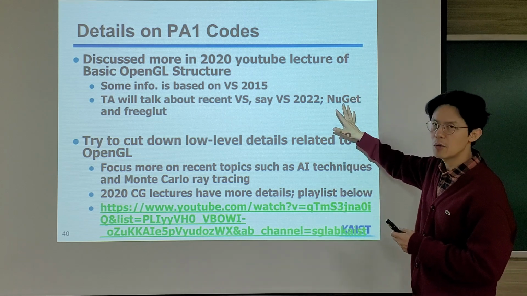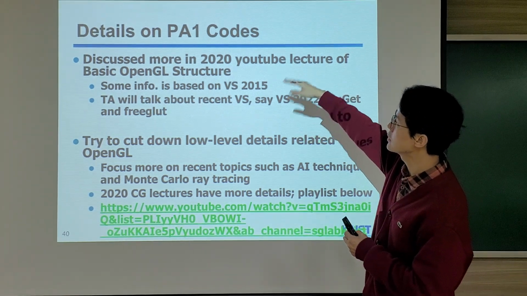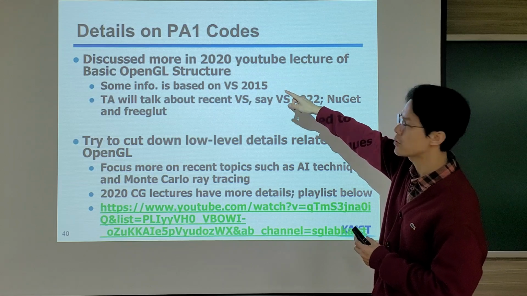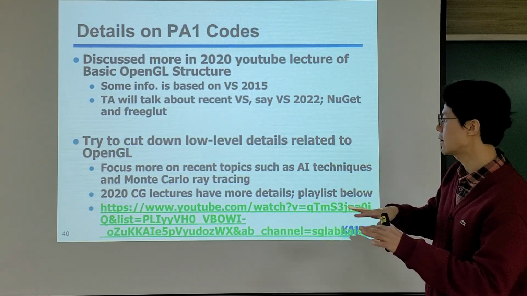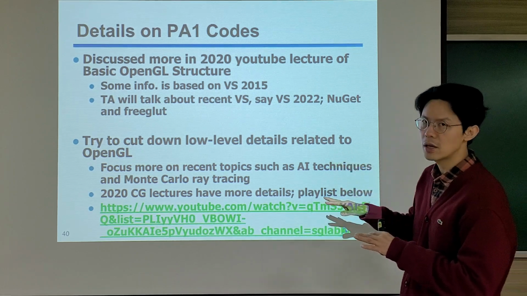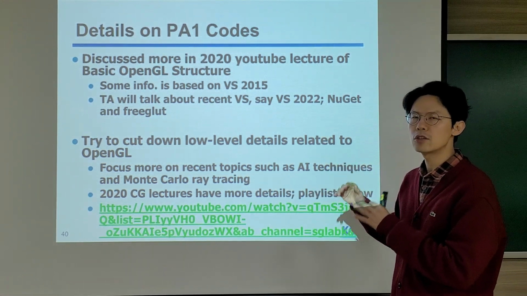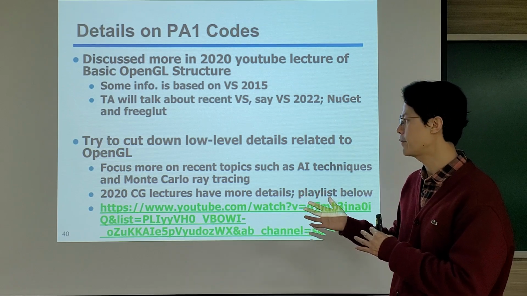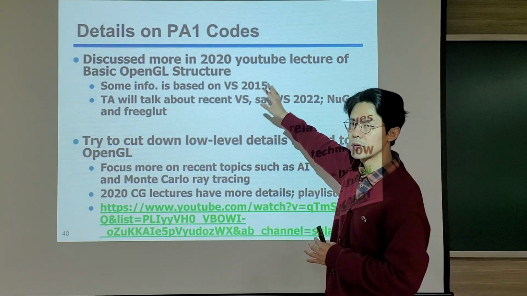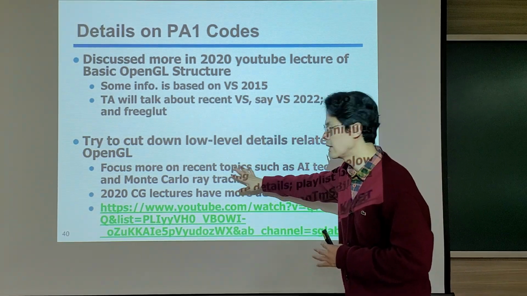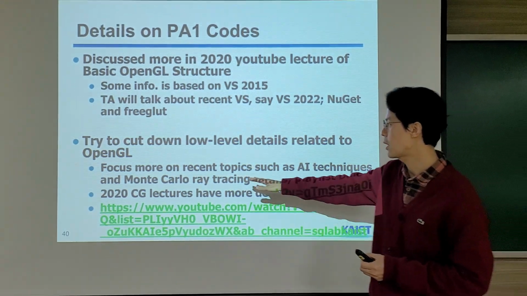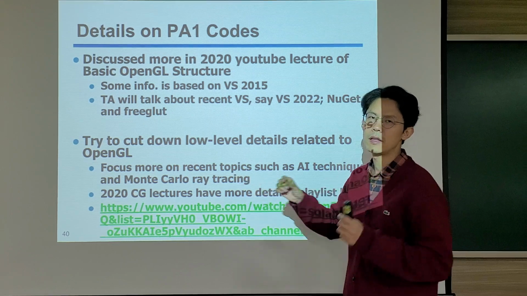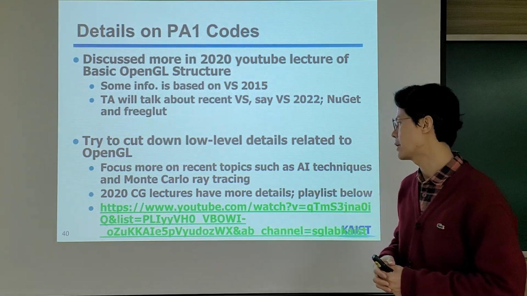But why am I doing that? Why am I not teaching the basic OpenGL structure again? Basically, as I mentioned before, I'd like to cut down low-level details related to OpenGL. I think there are lots of more important concepts in computer graphics. So I'm going to save some time here, so that later on I can spend more time on recent AI techniques, and also Monte Carlo ray tracing, which will be the main ingredient for physically based rendering.